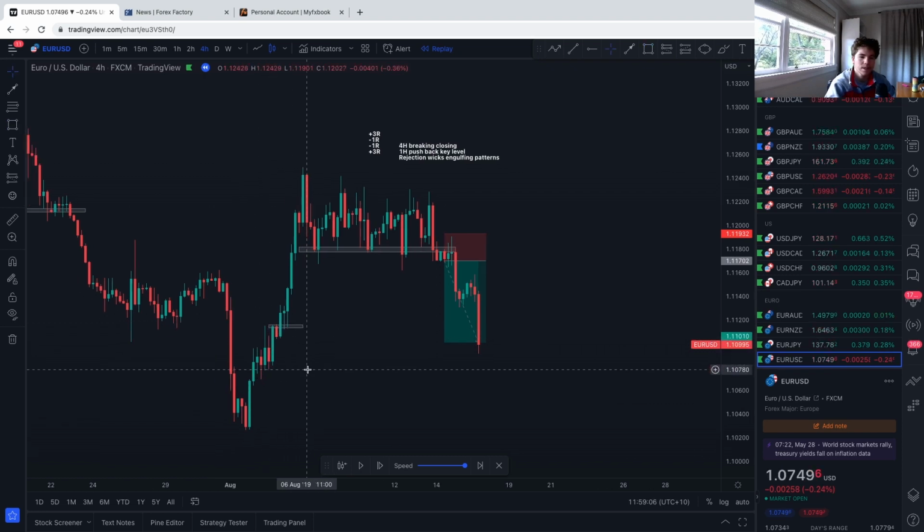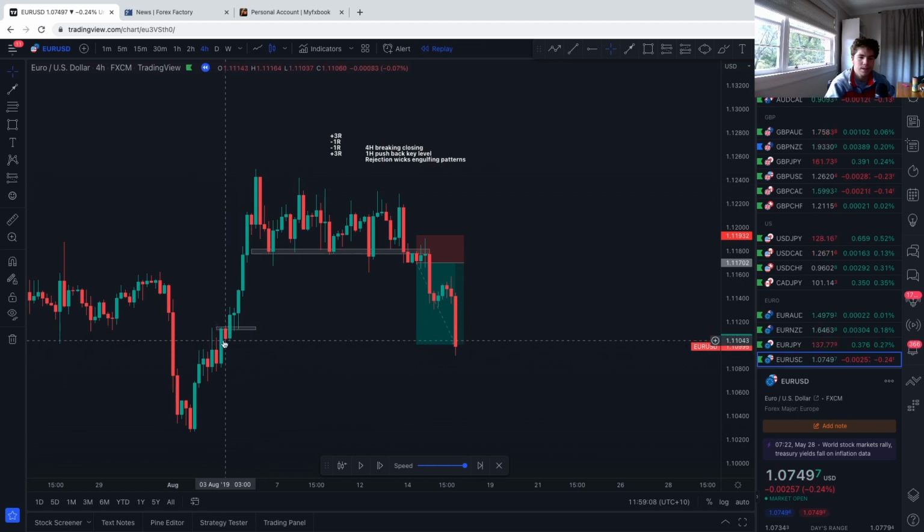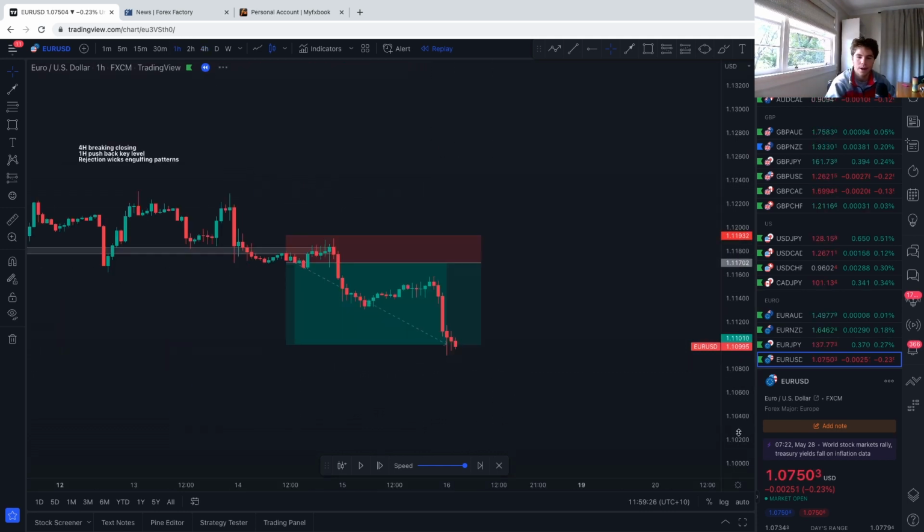Okay, so this is essentially the two different setups I take. One is just a break of a high or a low and a trend continuation. The other one is a box breakout, or I call it a last kiss. Okay, but you can see the level is not very clear, so you don't have to get greedy. The structure is bearish. You don't have to have the perfect entry.